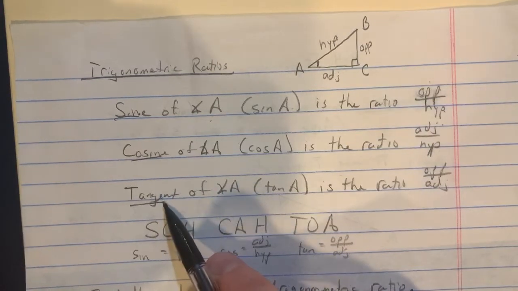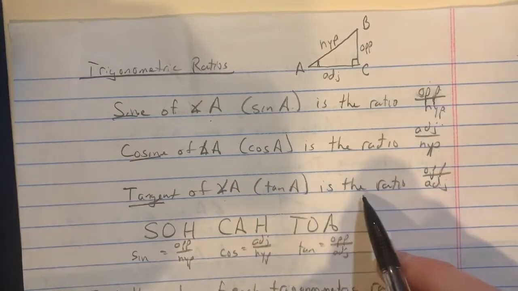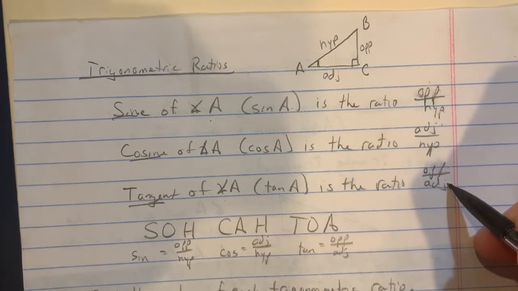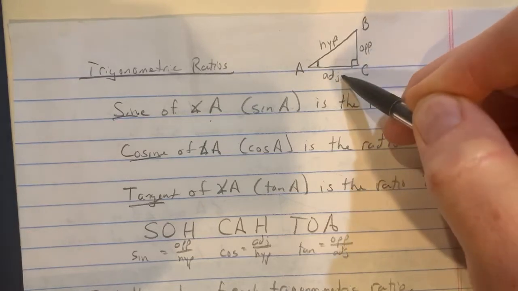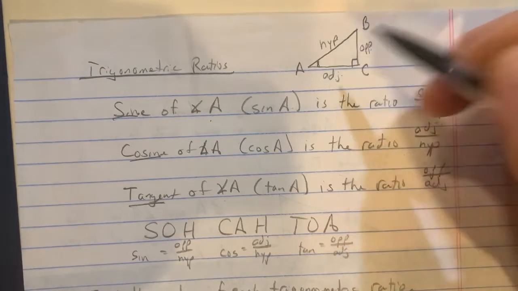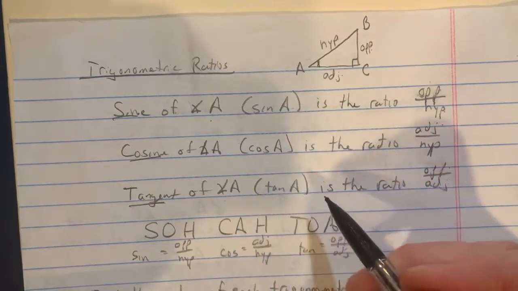And then lastly, the tangent. Tangent of angle A, it's the ratio of opposite leg over adjacent leg. So if I'm looking at this as your angle, that number over that number, that ratio would be the tangent. And the way we signify that is sine A, cosine A, tangent A.